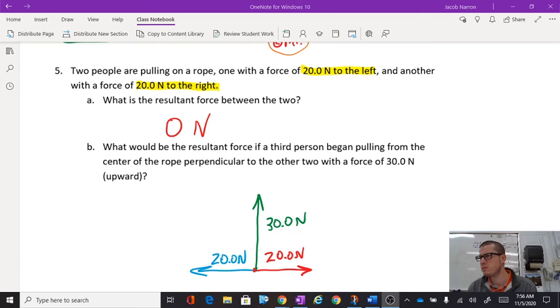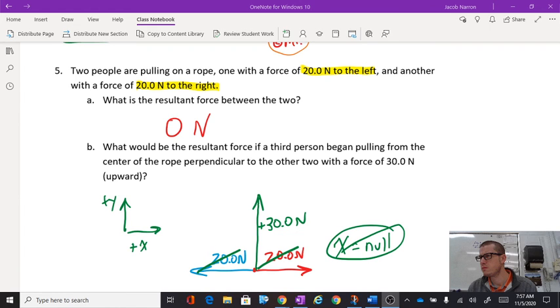So for the resultant force now, you've got to think, the 20 and the 20 are canceling each other out. So basically the x direction is null. There's nothing going on in the x direction because they're canceling each other out. But we have a positive 30 newtons in the positive y direction. And so my resultant force is going to be positive 30 newtons in the positive y direction. And that's all there is to it. I recognize problem number 5 is kind of weird, but it's still good to think about.